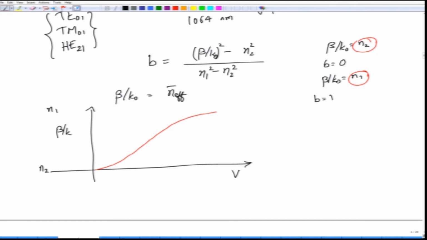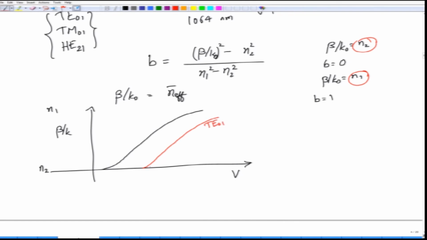The fundamental mode begins almost at 0. It will actually begin at n2, just above n2 actually. So if I am plotting this, I should be a little more careful. I should say just above this. Then the next order mode kicks in after a certain value of V, which is 2.405. So this corresponds to TE01.